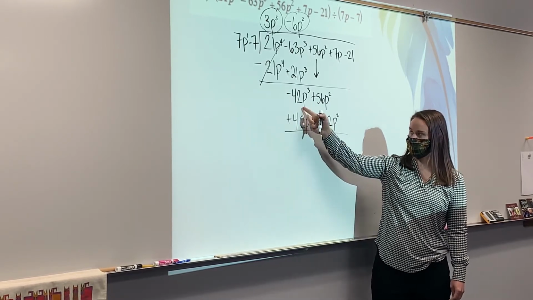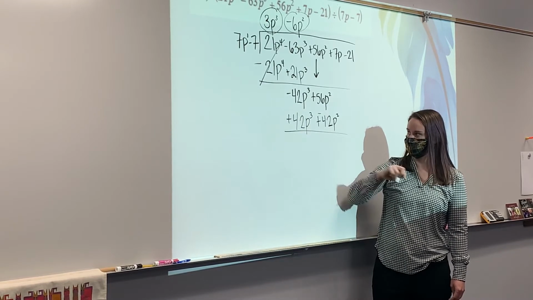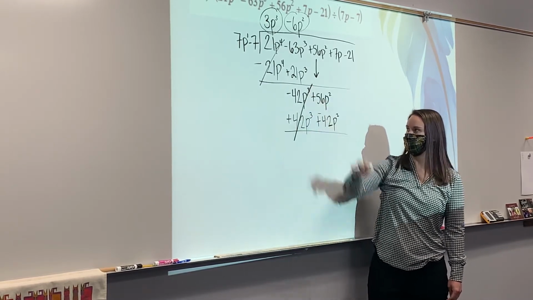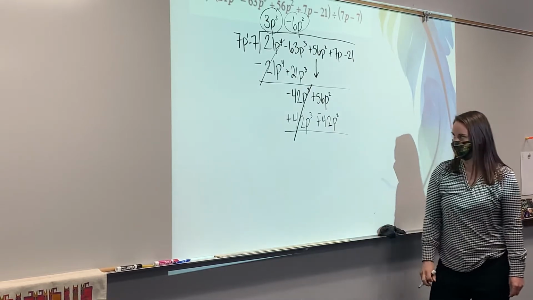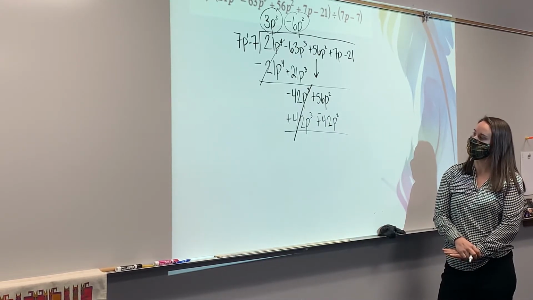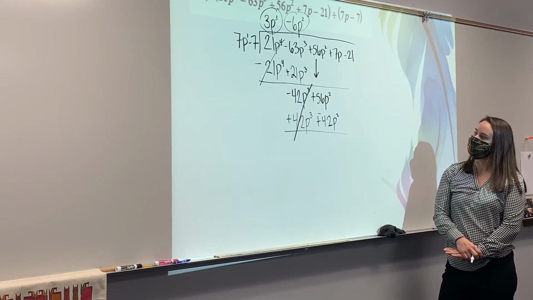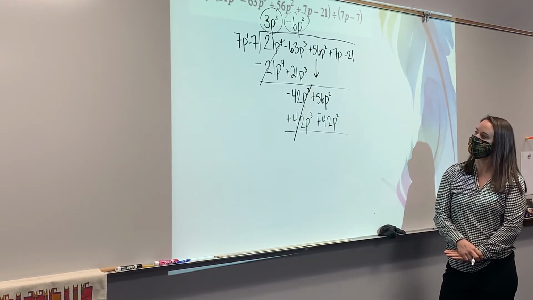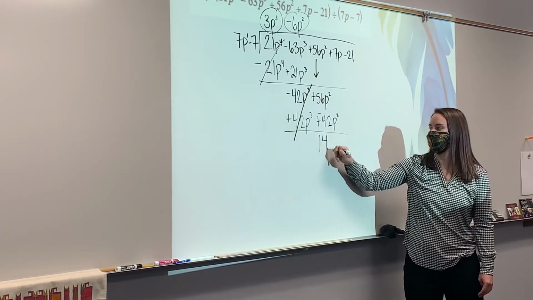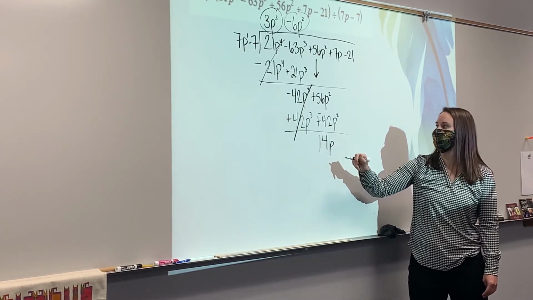What happens with our minus 42p cubed and our positive 42p cubed? And now we've got 56 tomatoes minus 42 tomatoes. What is that, 14? So it'd be 14.